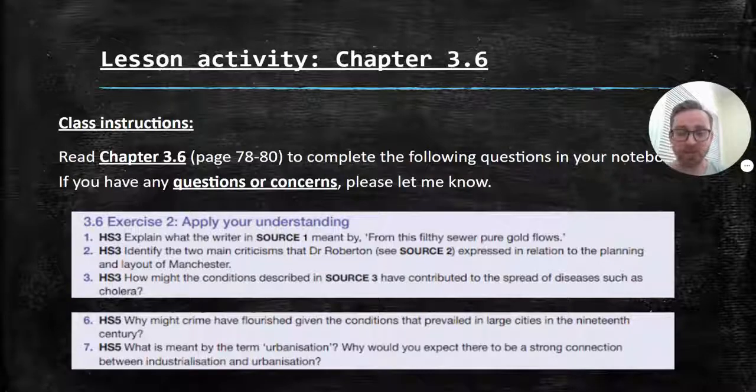So define that word, and why would you expect there to be a strong connection between industrialization, so having more industry, manufacturing, and factories, and urbanization? So that one's asking you to connect those two terms. So why do you think urbanization might happen in the same place, the same location, these massive cities where industrialization is happening?